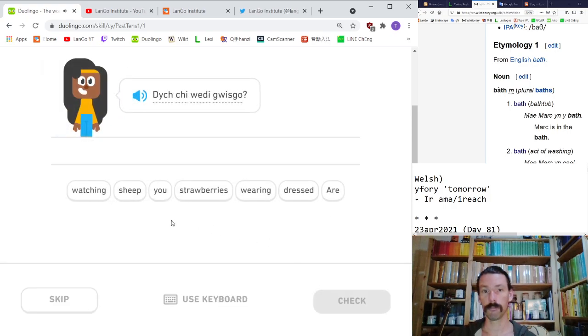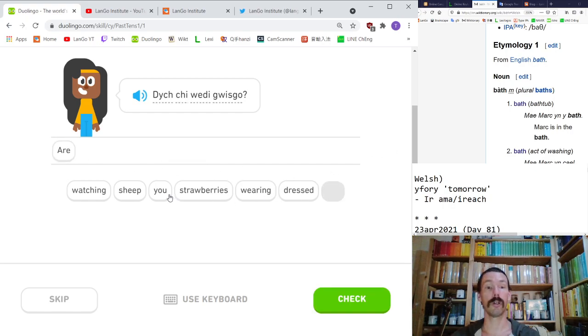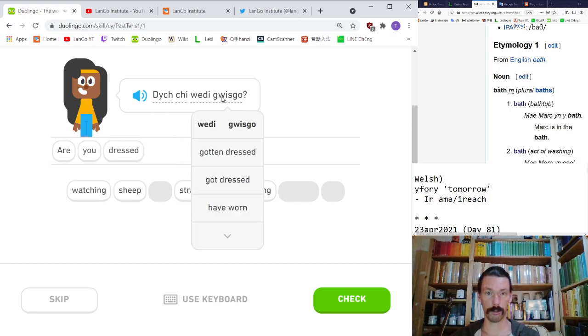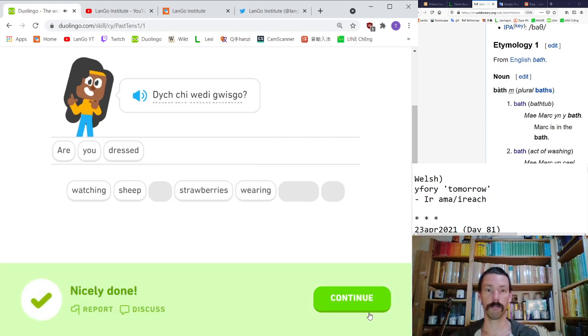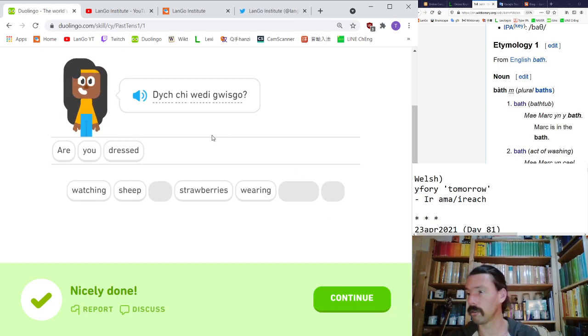Dych chi wedi gwisgo? But over in the UK, they forgot for the price of one. Wedi gwisgo. Dych chi wedi gwisgo? Have you worn it? Are you dressed? Oh, interesting. Are you in the state of having put on clothes? Gwisgo. Interesting. So wedi may be like a perfective meaning with the resulting state.